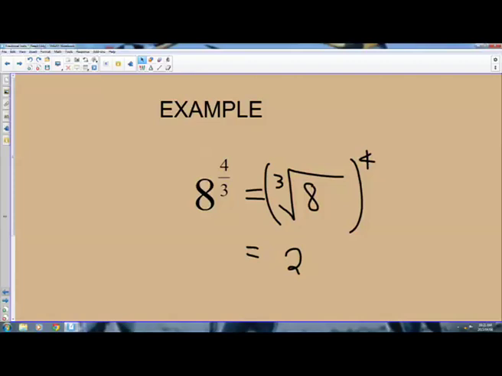Then we raise this to the power 4. This will be 2 to the power 4. 2 times 2 is 4, times 2 is 8, times 2 is 16. So the answer here is 16.